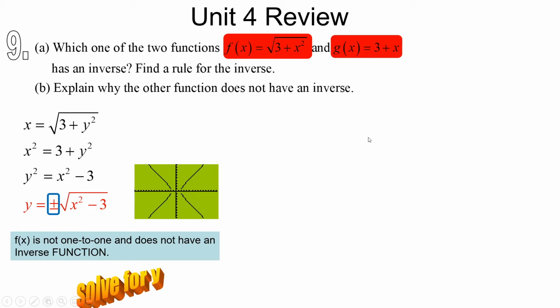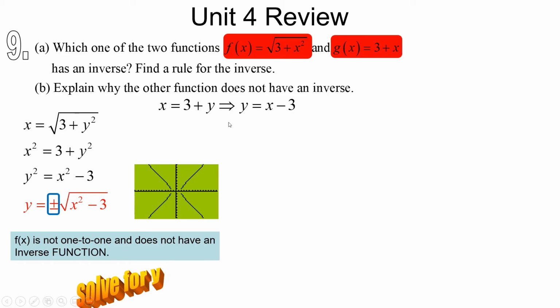Now, g of x. Let's interchange the variables again. So this y right here now becomes an x equals 3 plus, and this x becomes a y. Again, solve for y. y equals, and what will we do? Subtract 3 from both sides, x minus 3. All right. Now, there it is right there, and that is a function. That's a line right there with a y-intercept of negative 3 and a slope of 1. Okay, so that's a function, so therefore it has an inverse.